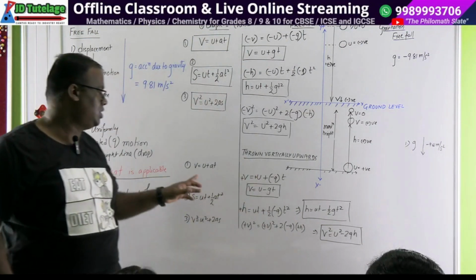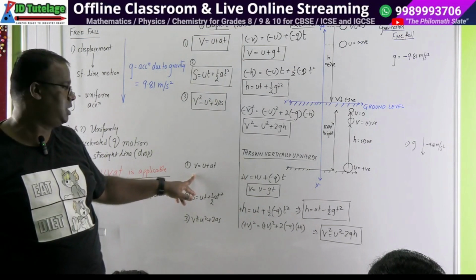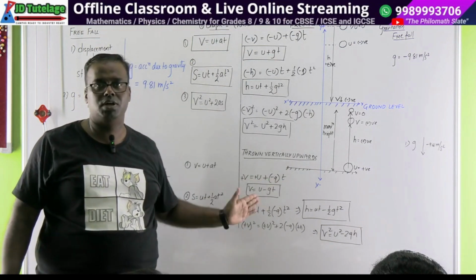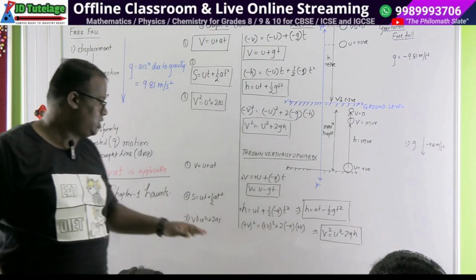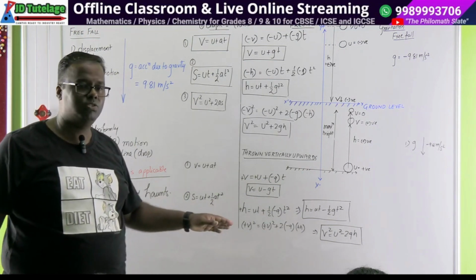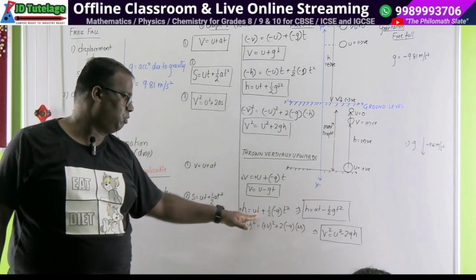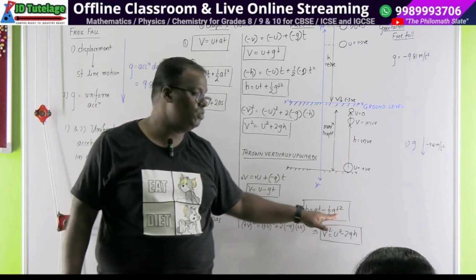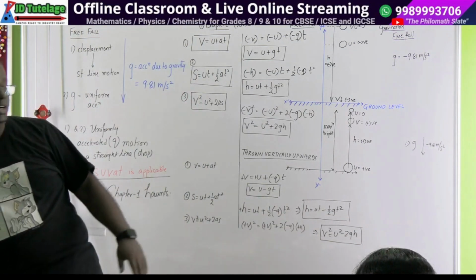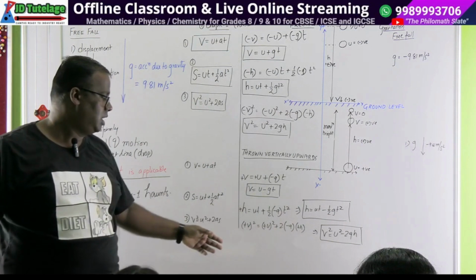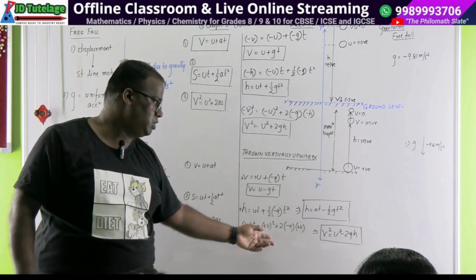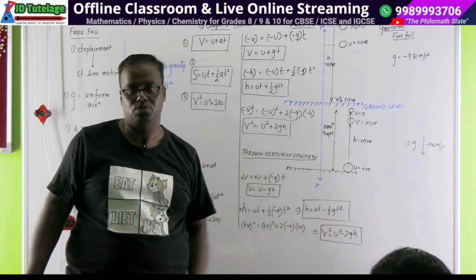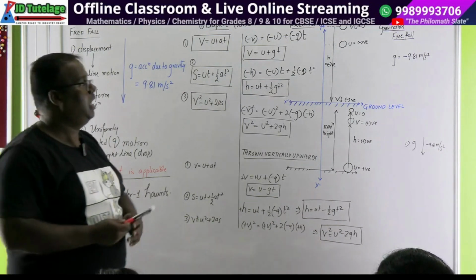So now start putting in your equations. First equation was V equal to U plus AT. So it becomes positive V equal to positive U plus negative G into T. So it becomes V equal to U minus GT. Second equation was S equal to UT plus half AT square. It transforms to positive H equal to positive UT plus half into negative G into T square. So it becomes H equal to UT minus half GT square. Got it? Third equation is V square equal to U square plus 2AS. In this case, V is positive upwards, U is positive upwards, G is always negative, H is positive, so it becomes V square equal to U square minus 2GH. So basically, signs we have to take care of.